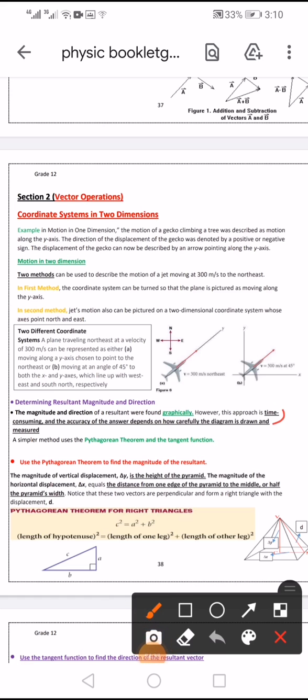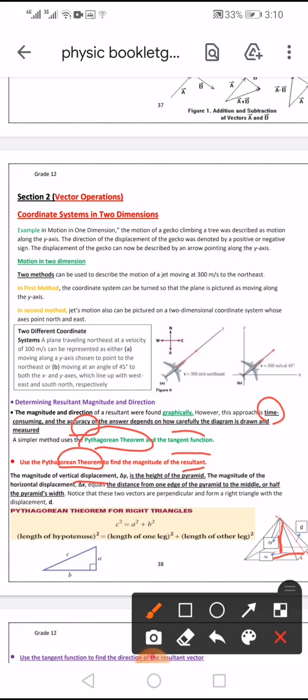However, this approach is time consuming and the accuracy of the answer depends on how carefully the diagram is drawn and measured. Similar methods use the Pythagorean theorem and the tangent function. Use the Pythagorean theorem to find the magnitude of the resultant. The magnitude of the vertical displacement, which is delta y, is the height of the pyramid. The magnitude of the horizontal displacement, delta x, is equal to the distance from the edge of the pyramid to the middle of the pyramid, or half the pyramid width.